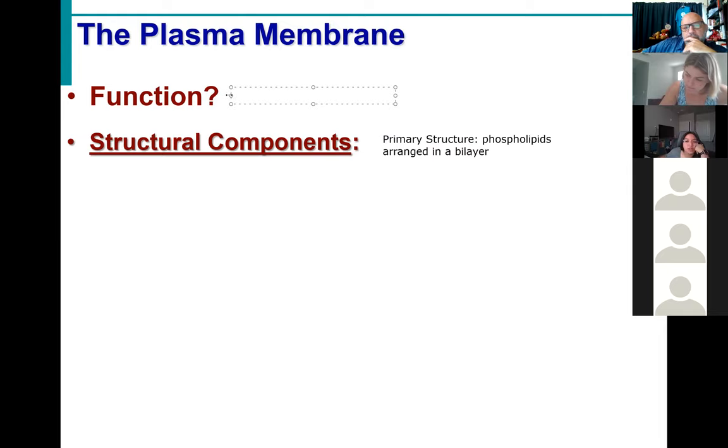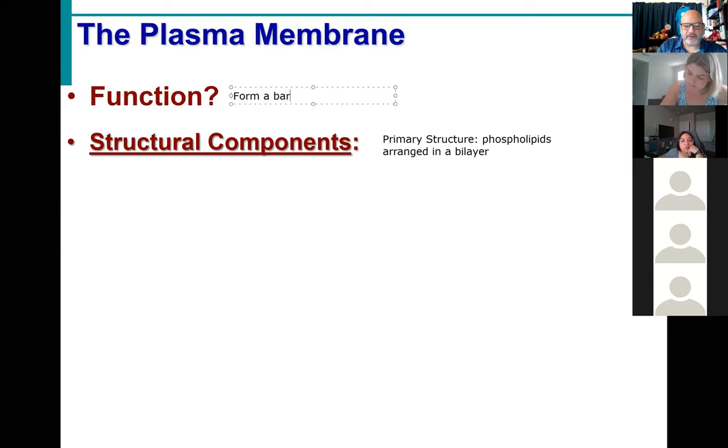What is the function of the plasma membrane? Allow some substances in and out, as well as holding everything in. Right, absolutely. You're absolutely correct. Its job is to form a barrier. We want to separate what's inside the cell from outside of the cell. But as you very importantly pointed out, we don't want it to be an impenetrable barrier. We do want to be able to allow some things to get in and some things to get out.